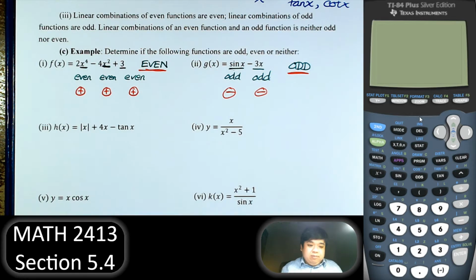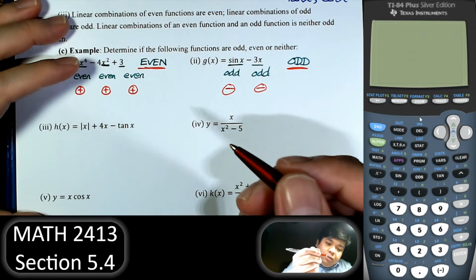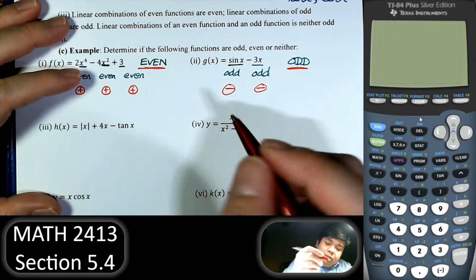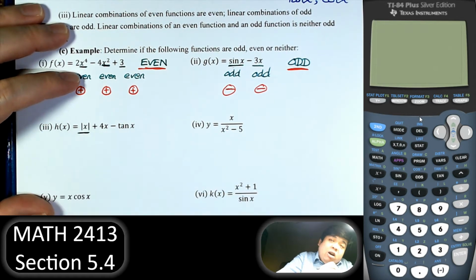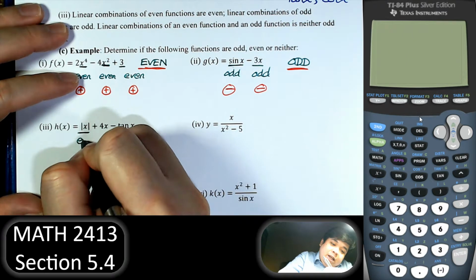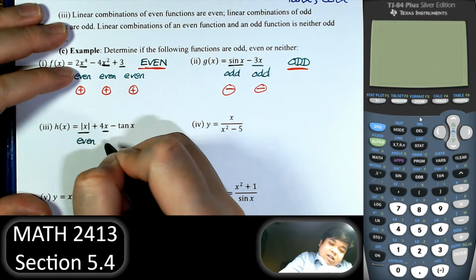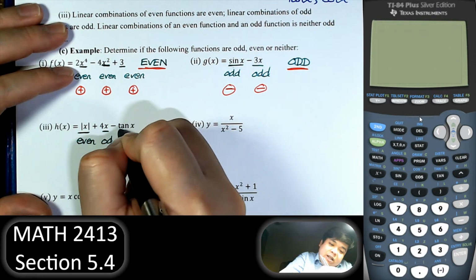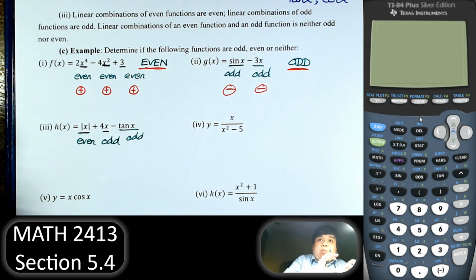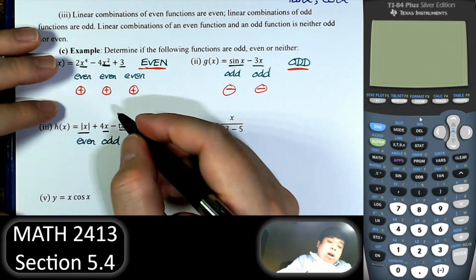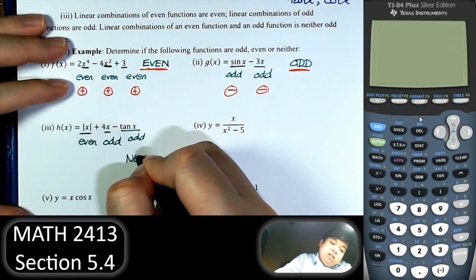Right, next one. Absolute value is even. x is odd, tangent is odd. Since we have the mixture of at least one odd and one even, this one is neither.